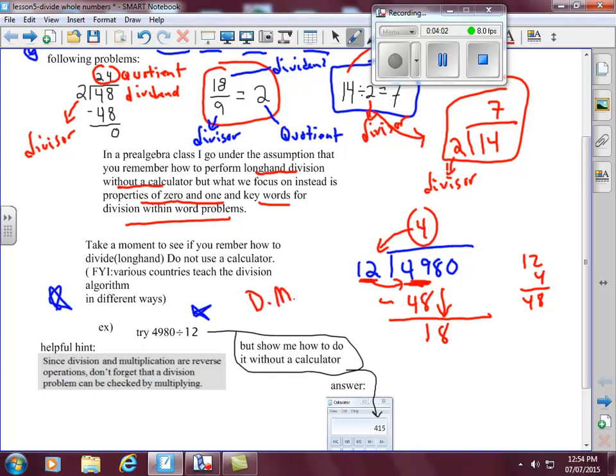I'm going to say something funny here. Dead men smell bad. It's an acronym to help you remember the flow. Divide, multiply, subtract, bring down. So we divided 12 into 49, and then we multiplied 4 times 12 is 48. Then we subtracted, and then we bring down the next digit.